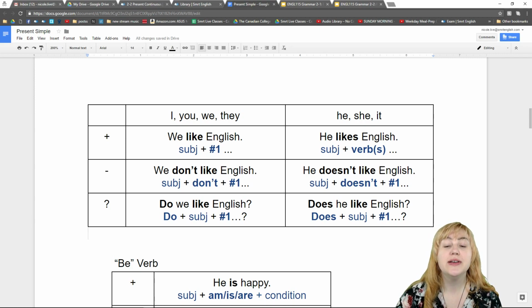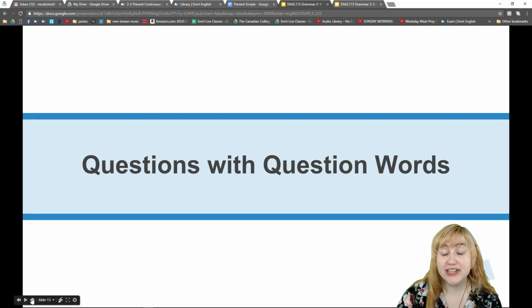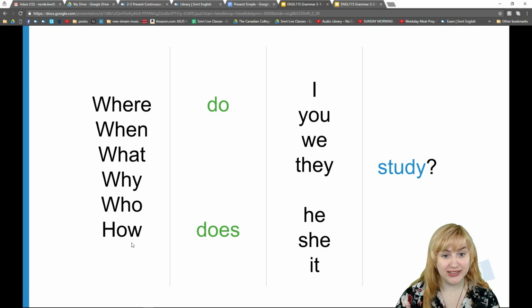Okay, so I'm just going to show you how to make question word questions, and then we'll do some spelling rules, and then why we use present simple. Okay, here we go. So questions with question words. So question words are those words like where, when, what, why, who, how. Those are some examples for question words. So to make a question with the question word, you just put it before the do or does in your question.